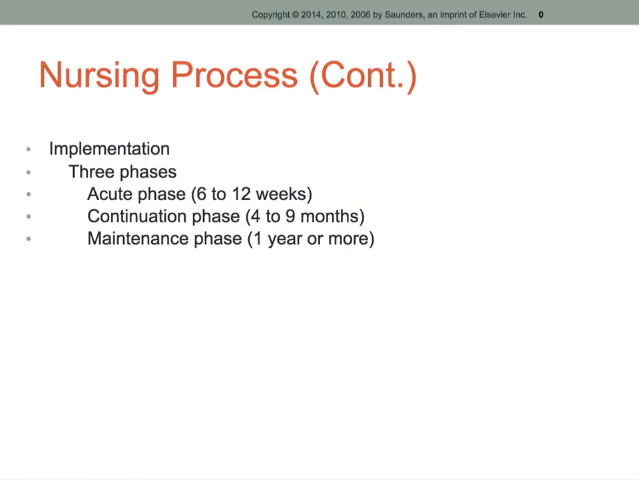I spoke about the phases of depression. The beginning phase, which is also known as the acute phase, is 6 to 12 weeks. Continuation, again, is 4 to 9 months, and the maintenance phase is 1 year or more. So again, when we're looking at them and treating them, we want to see where they are as far as these phases.